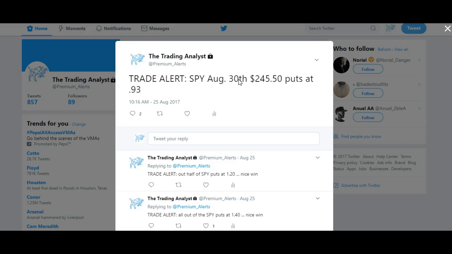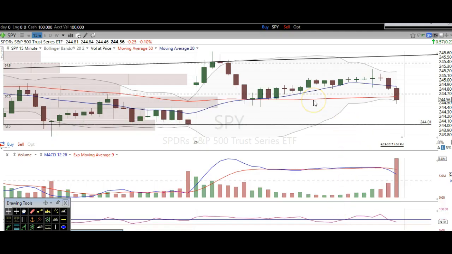I like to trade the following week's options because you get a little more wiggle room and theta is not as much of a factor. So we alerted those, the 245.50 strike puts at 93 cents. And again, these are alerted not only on the private Twitter feed, but at the same time via text message, because not all of our members, just like you, are able to sit in front of the computer screen all day long. So the text alerts are great to make sure that you get into the trades and you don't miss out on winning trades like this one here.